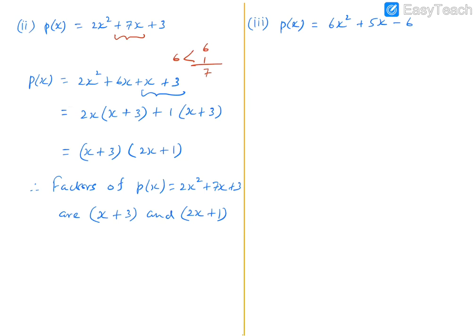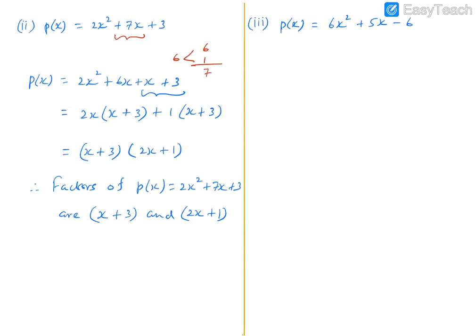So we have seen that the method of splitting the middle term is fairly straightforward. The only thing we have to do is find the two numbers whose product is equal to the product of a and c, and whose sum should be equal to the middle term, which is b.